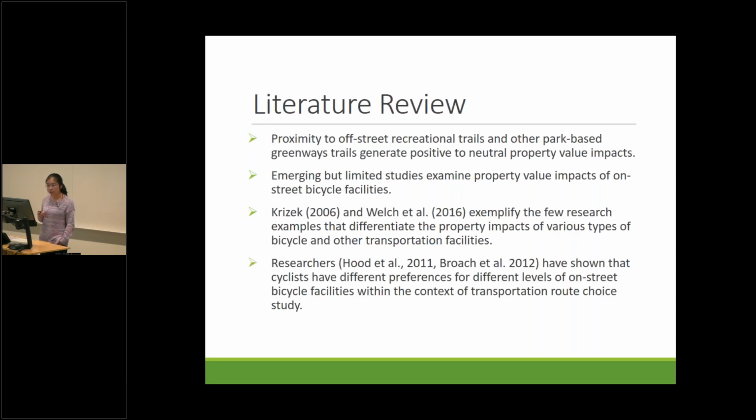So given that, we reviewed the literature. What we find is there are a couple of studies looking at off-street trails, and their impacts on property value are generally from positive to neutral. But there are very, very limited studies looking at the on-street facilities. We only found Rsquared and Welch did value the on-street facility, but the results are very limited as well. However, on the other side, we found there are some route choice studies looking at the preference for on-street facility, and they do find some preference for it.